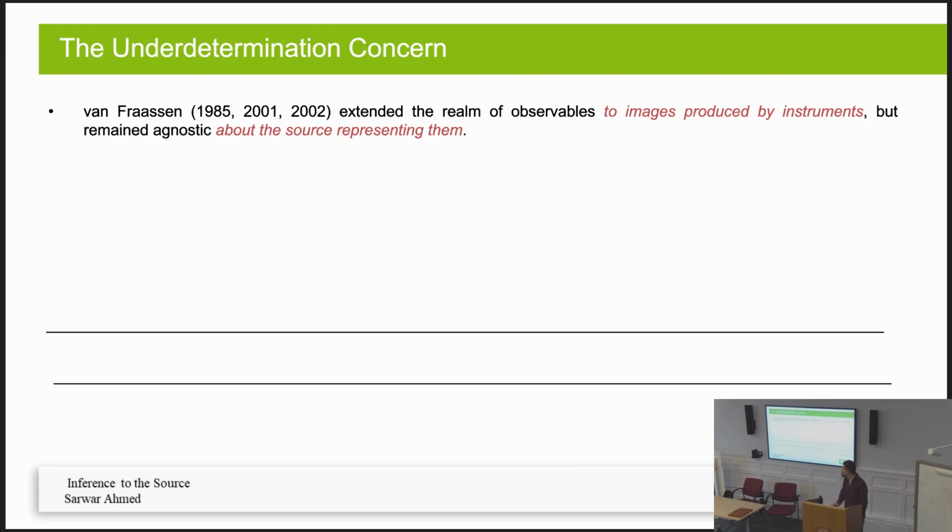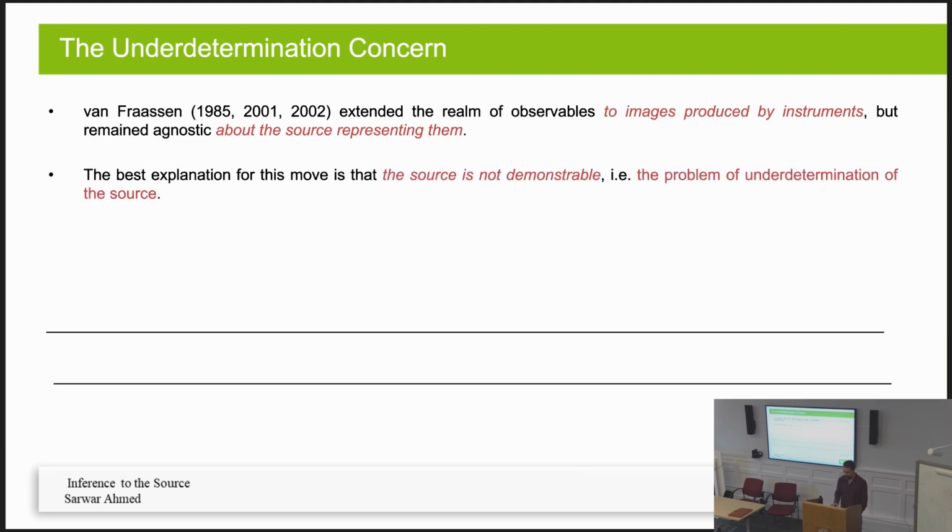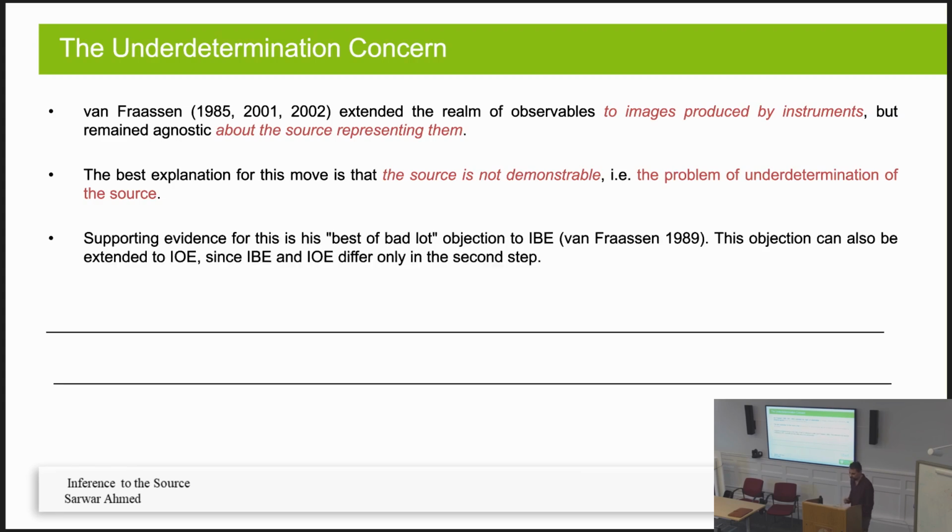To support that, going back to Bas van Fraassen, you all know that in The Scientific Image, he draws a distinction between observables and unobservables based on the naked eye. And then in other writings, he extends the realm of observables to images produced by instruments, but he remains agnostic about the source behind these representations. And I think the best explanation for this move is that the source is underdetermined or not demonstrable. And the evidence for that is his best of a bad lot objection to IBE.